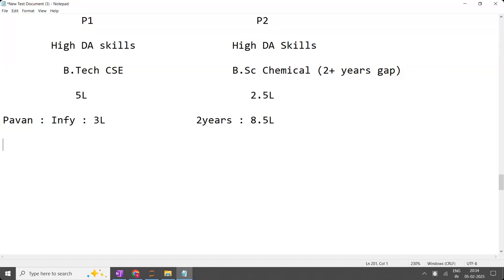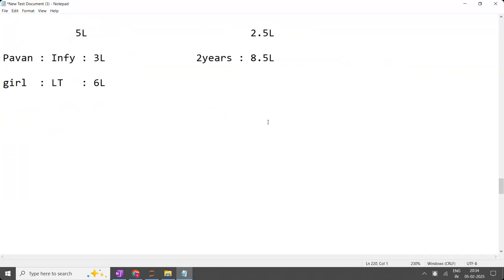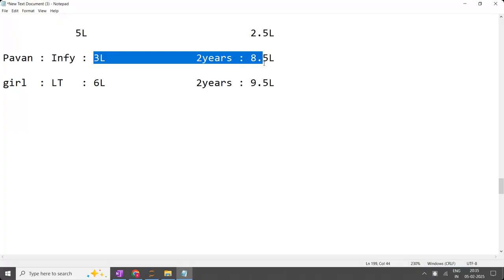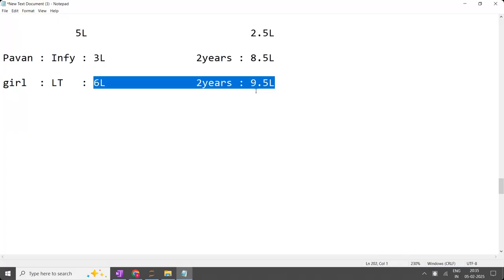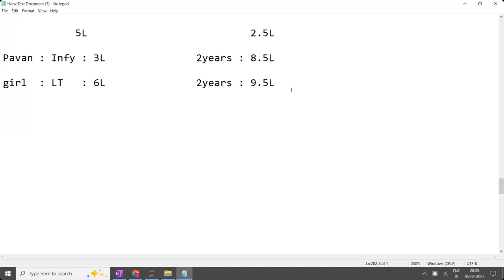Okay, one more student is there, a girl. I don't remember exactly her name. She joined L&T with a package of around 6 lakhs. After 2 years, she is still working and is now close to 9.5 lakhs. Here, almost 2.5 times the salary. In the same ratio, if you multiply, it should be around 15 lakhs generally. But still here it is 9.5 only.